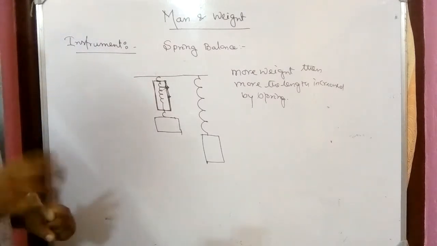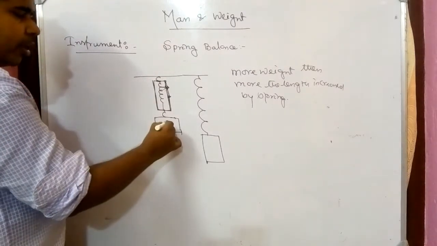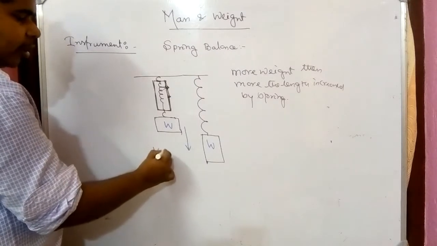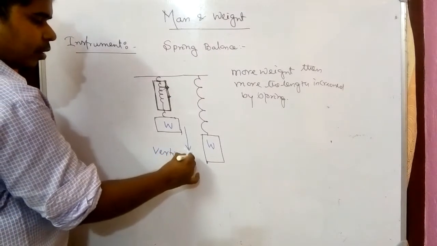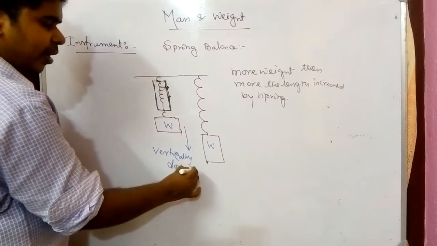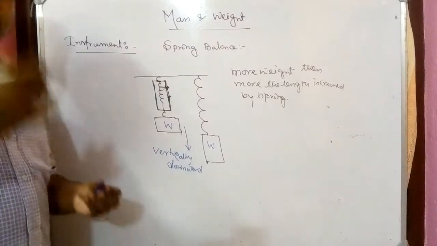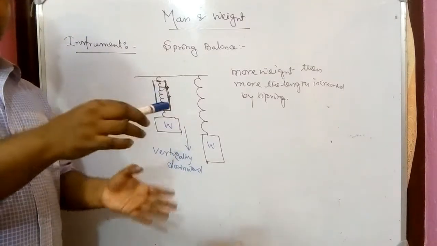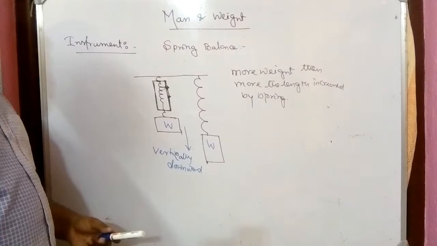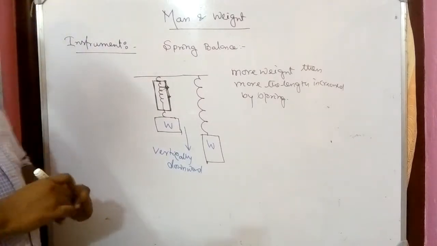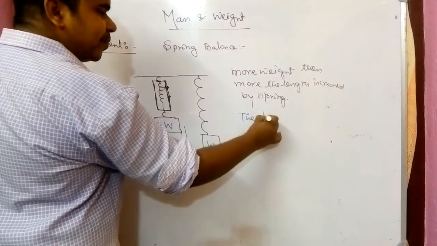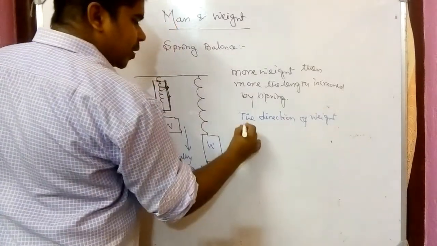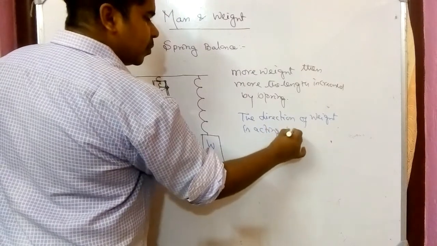And by this instrument, one very interesting thing we have seen: whenever we talk about the weight of a substance, the weight is acting vertically downward. We have seen that earlier also from the story of Sir Newton, that the apple fell downward. Everything, if we leave it from a height, comes downward. Why? Due to its weight. So we can write down that the direction of weight is acting downward.